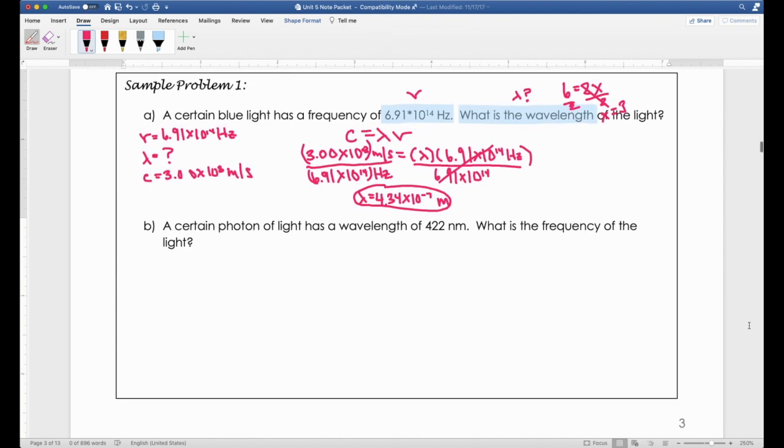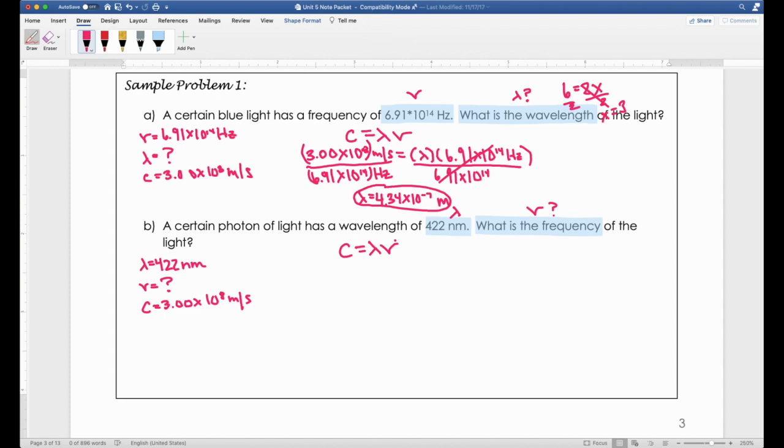A certain photon of light has a wavelength of 422 nanometers. So I have a wavelength here, 422 nanometers. Let's label this guy. What is the frequency of the light? What's the frequency? So we're trying to find the nu in this case. Let's go ahead and just make our list of our variables like last time. So I do have to use C equals lambda times nu. That's no shock because there's only one equation that we've been introduced to so far.